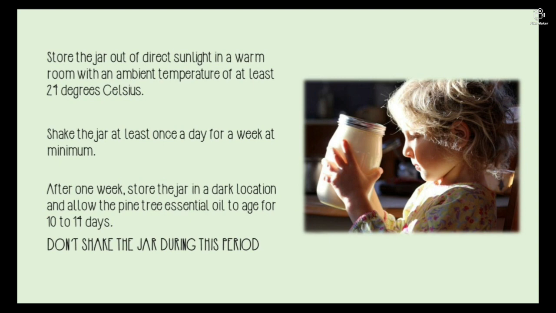Store the jar out of the direct sunlight in a warm room with an ambient temperature of at least 21 degrees Celsius. Shake the jar at least once a day for a week at minimum. After 1 week, store the jar in a dark location and allow the pine tree essential oil to age for 10 to 14 days. Please don't shake the jar during this period. It will spoil everything, okay?